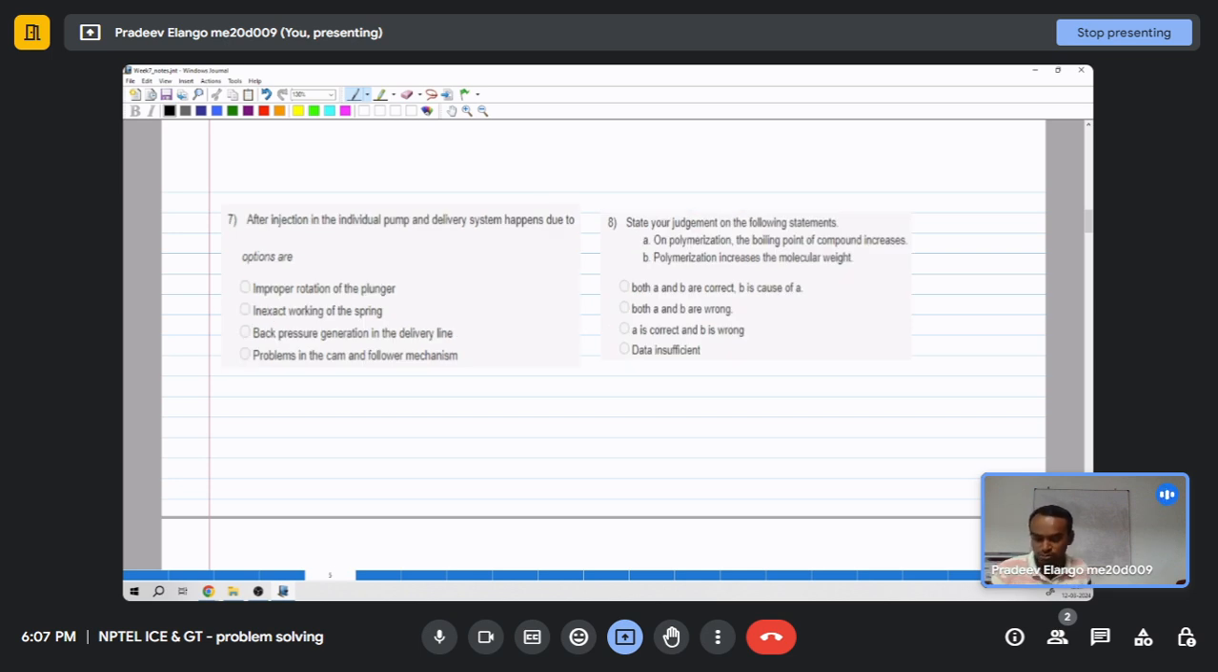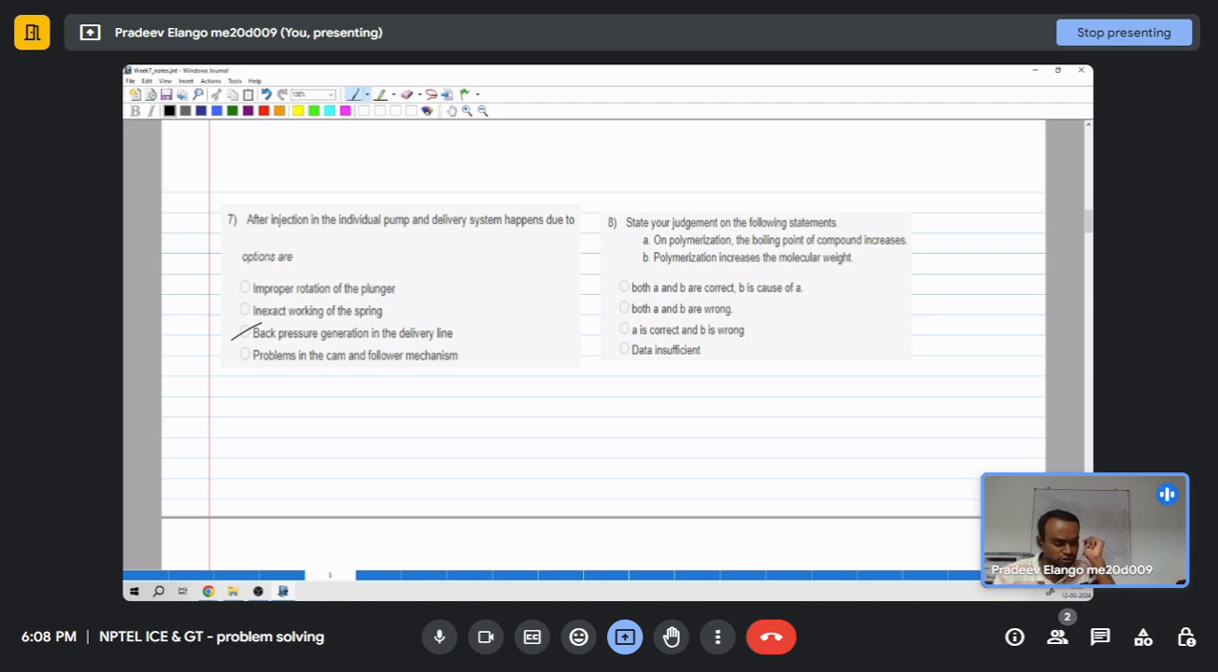After injection in the individual pump and delivery system, this happens due to improper rotation of plunger, inexact working of the spring, back pressure generation in the delivery line, problems in the cam and follower mechanism. So back pressure generation in the delivery line is the reason. After the closing of the first injection, because of generation of back pressure in the line, it can open again and inject.